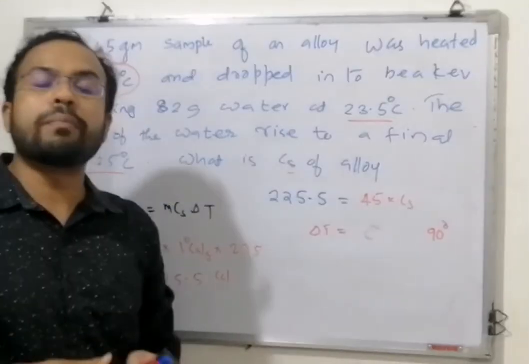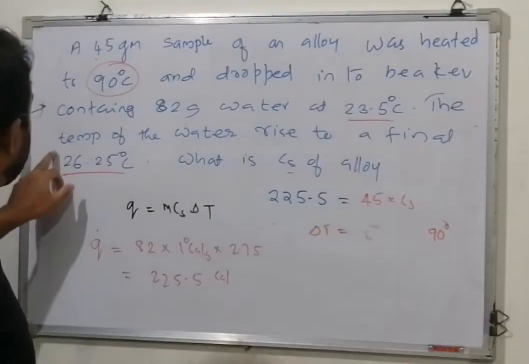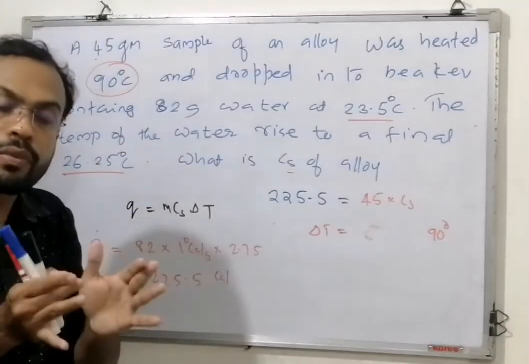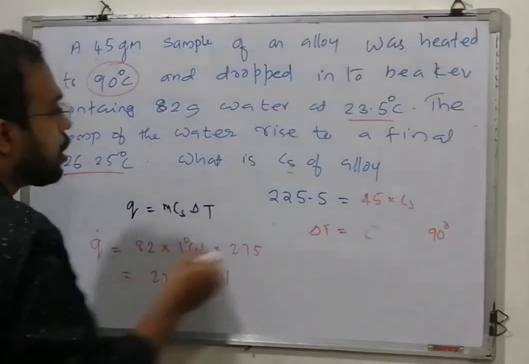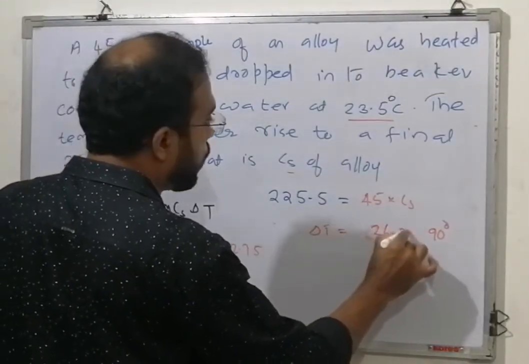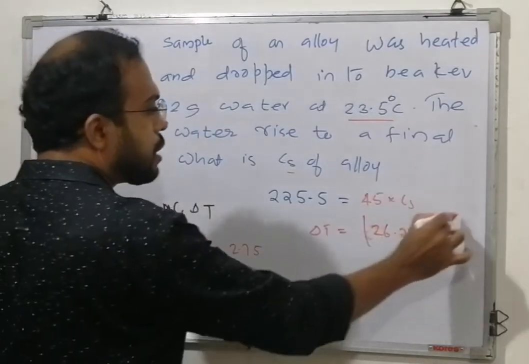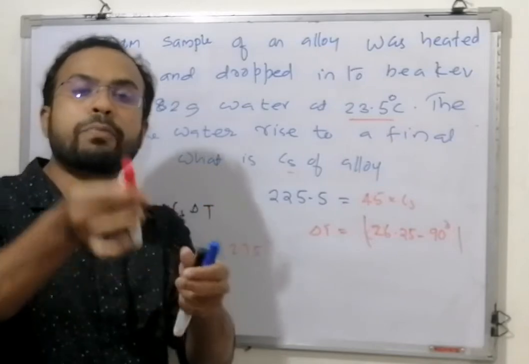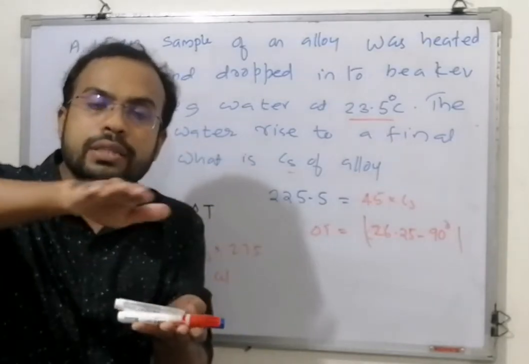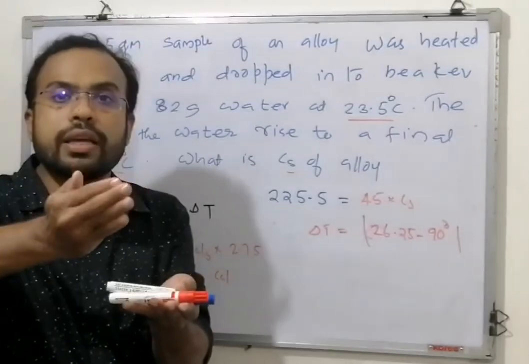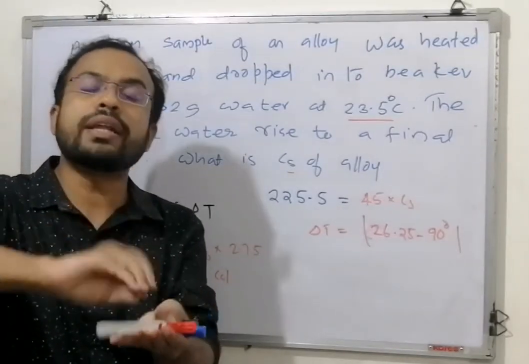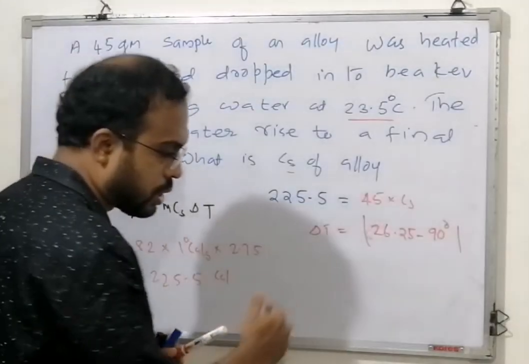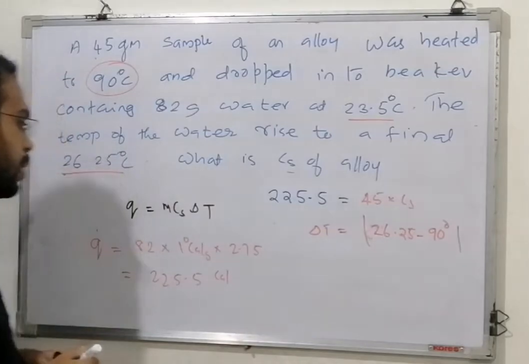How much has the temperature changed? The final temperature of water is 26.25 degrees centigrade. Therefore, the water-alloy system will have almost 26.25 degrees centigrade. Am I correct? Therefore, the temperature change is this. Because the alloy is at 90 degrees, when I put this into cold water, the temperature of that water becomes 10 or 20 degrees. Now the water and alloy together, that system has 20 degrees. Therefore, here the temperature change is almost this value.